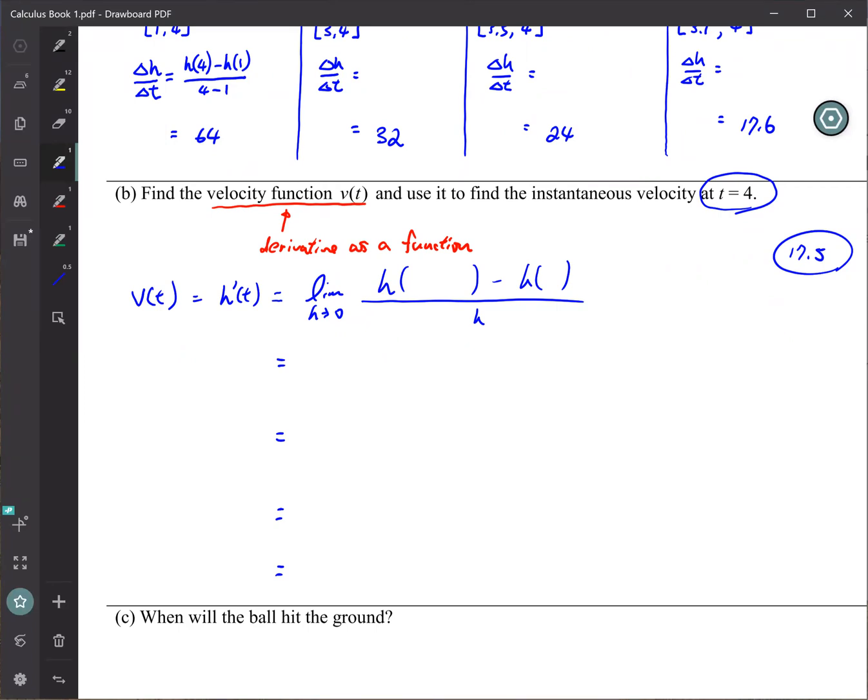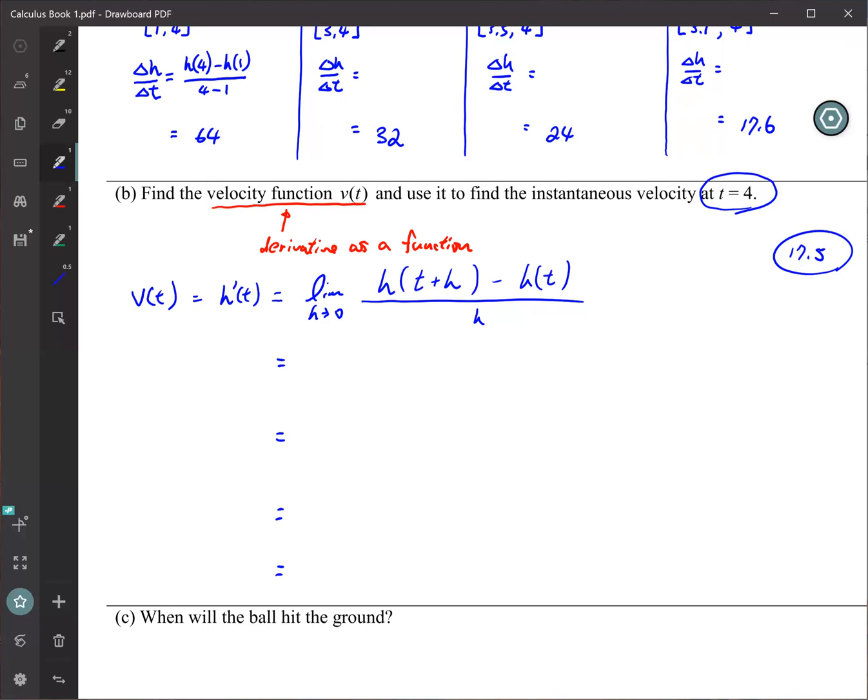Oh, okay. I got h(4 plus h) minus. We are not using 4. We're using the third definition, at any point, at any time. Is it x plus h? Okay, but instead of x, what's the variable we should use here? t. Yeah, very good. So this is at any t, right? So t plus h, and then minus h of t.